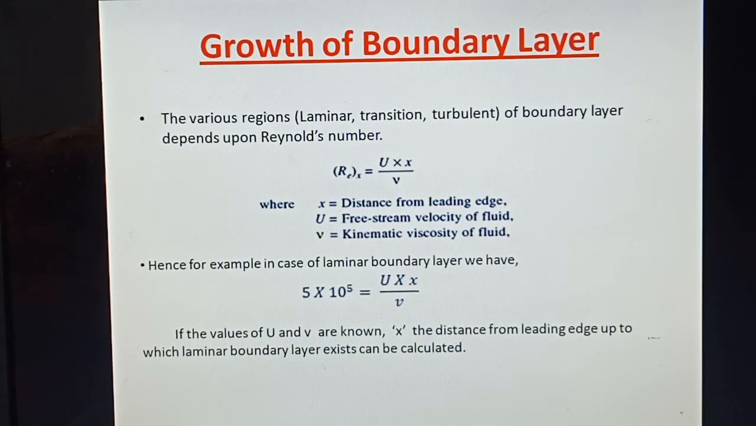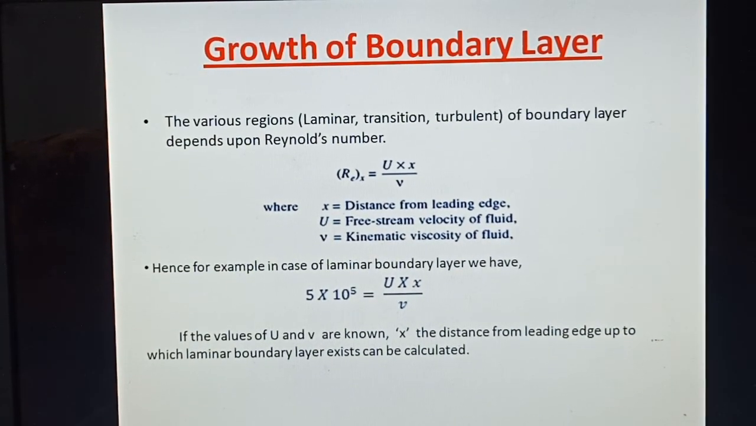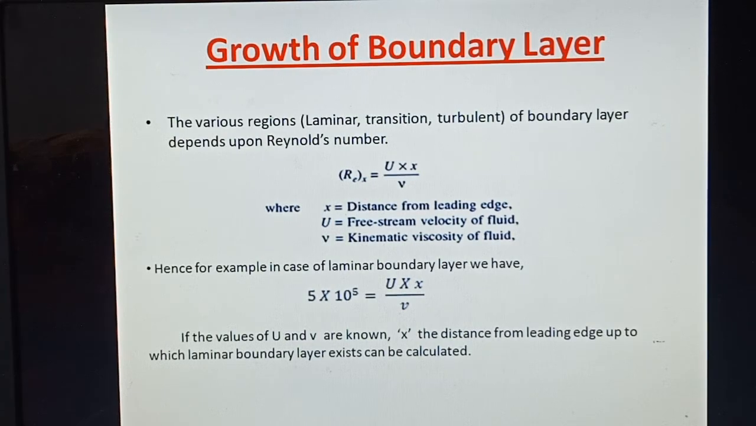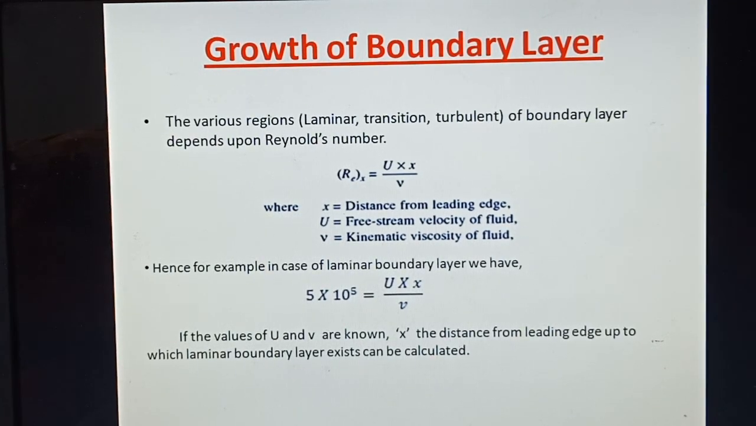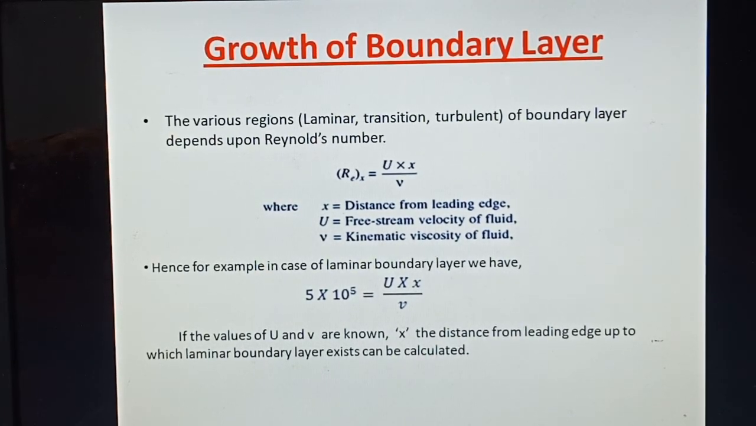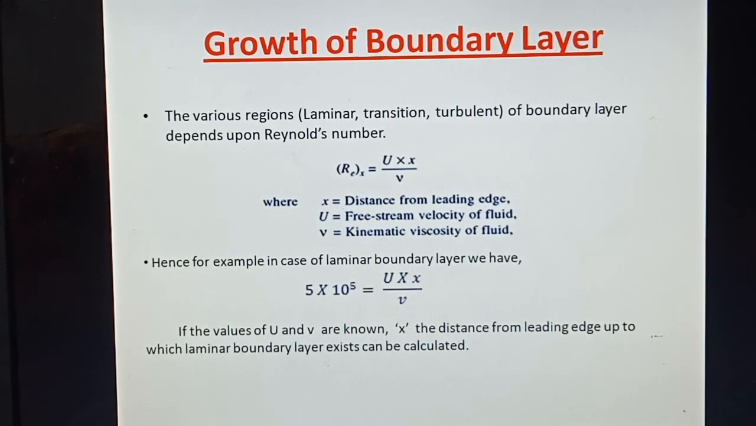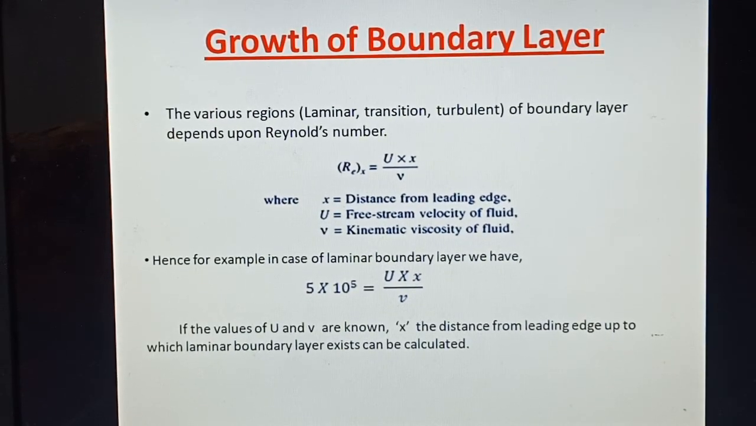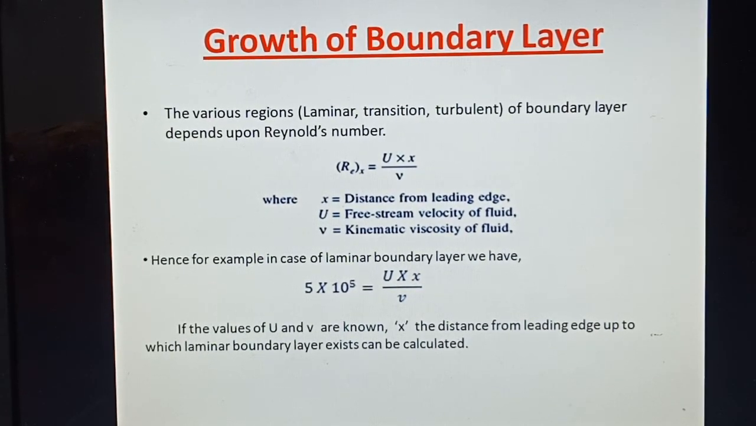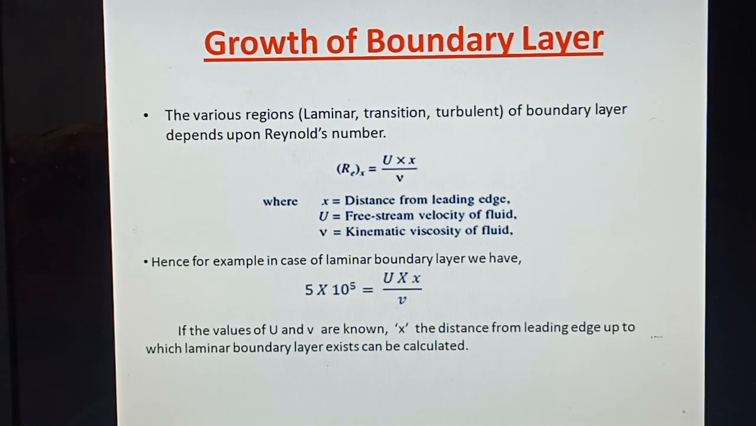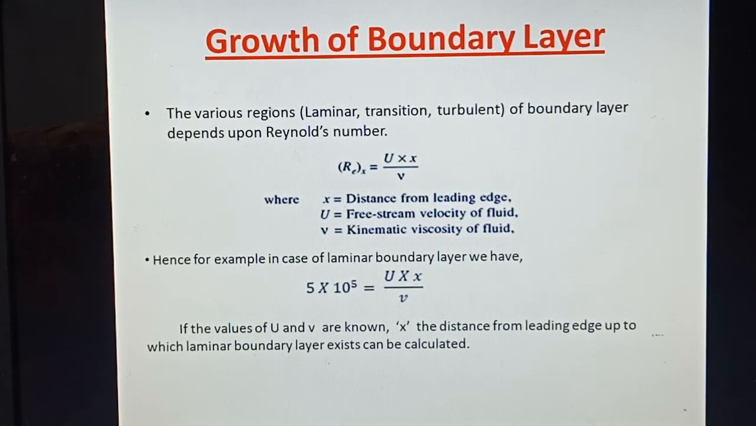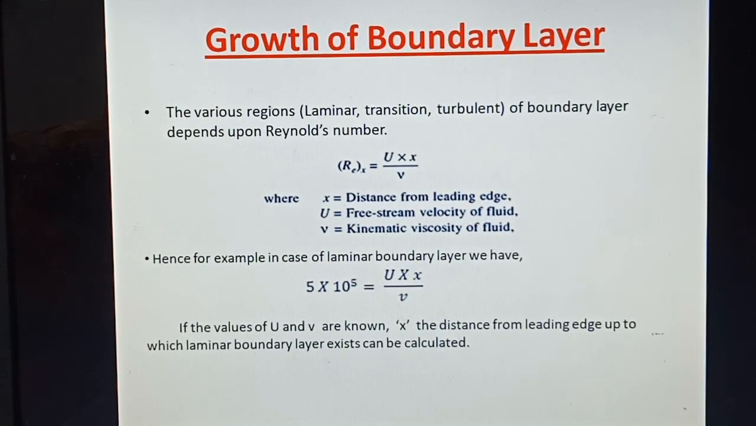Now the equation becomes, for a laminar zone, 5 into 10 raised to 5 is equal to U into X upon nu. If we know the value of free stream velocity capital U and kinematic viscosity nu of a fluid, then we can calculate the distance X from the leading edge. Accordingly, we can calculate the length of laminar zone, transition zone and turbulent zone from the leading edge with the help of the Reynolds equation.